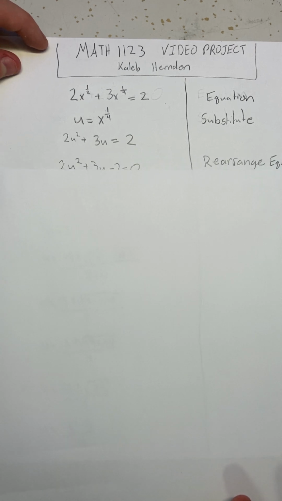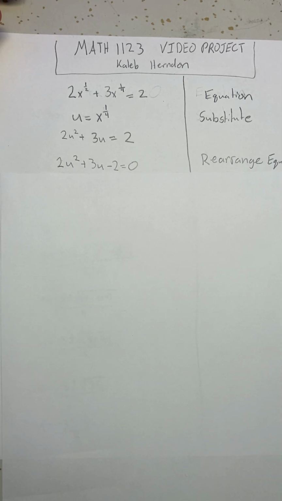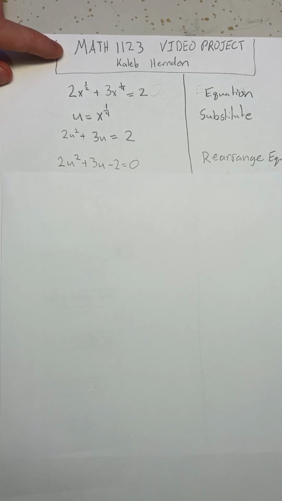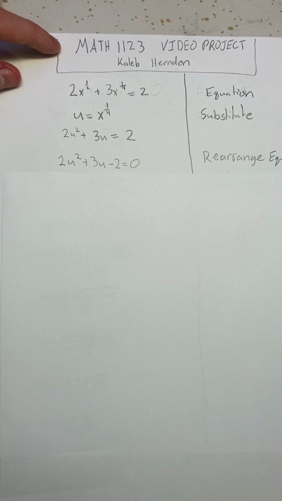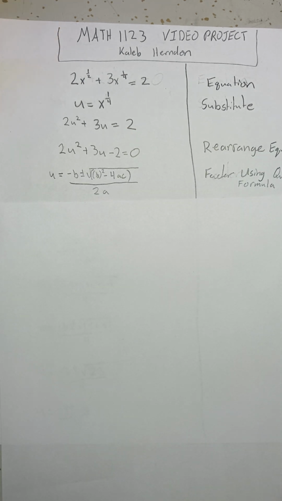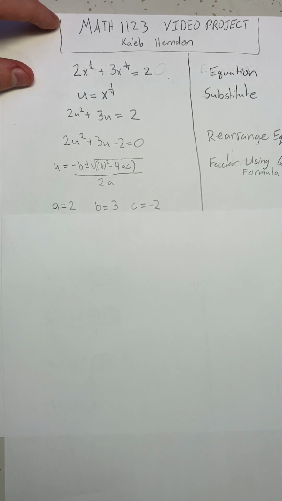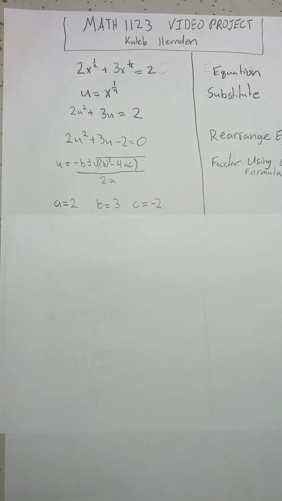Now I need to reorganize the equation, and that's going to become 2u squared plus 3u minus 2 equals 0. Since we can't factor this evenly, we're going to have to use the quadratic equation. We know that my a value equals 2, my b value equals 3, and my c value equals -2.